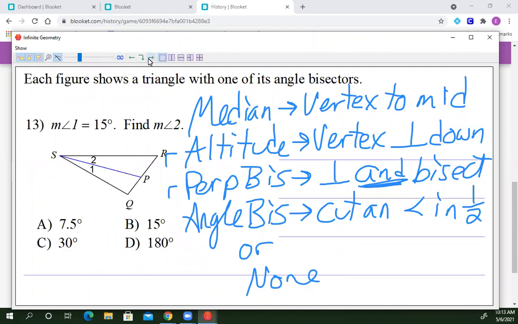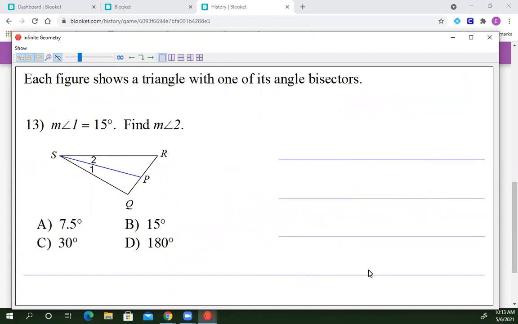All right. Okay, now we're done with that. So I hope you got that if you wanted it. These now are all angle bisectors. So now you're in the angle bisector section of this.